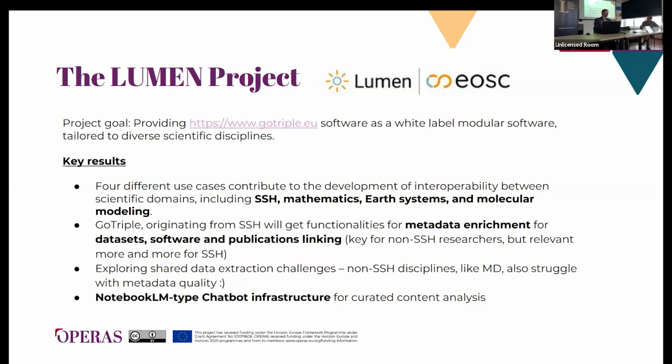So there's basically the community that saw that GoTriple will be needed by their community if certain functionalities will be available, and especially what they care about is linking of datasets, software, and publications. This is something that digital humanities or computational social sciences know a lot about, but for non-SSH research, this is very important. So thanks to this, the GoTriple platform that was focused on publications will have enhanced features around linking publications, software, and datasets.